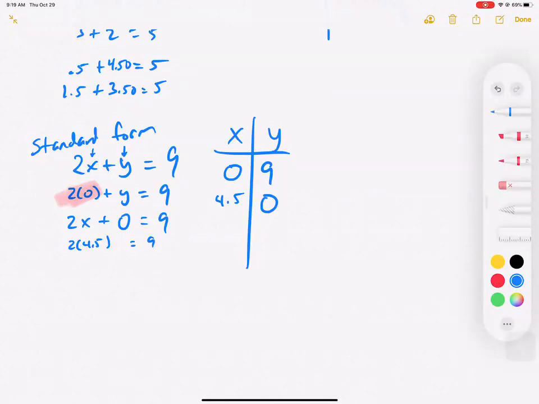Now, this is one of the easiest ways for us to graph lines, is to look at what we call the intercepts. And this is my y-intercept, and this is my x-intercept.